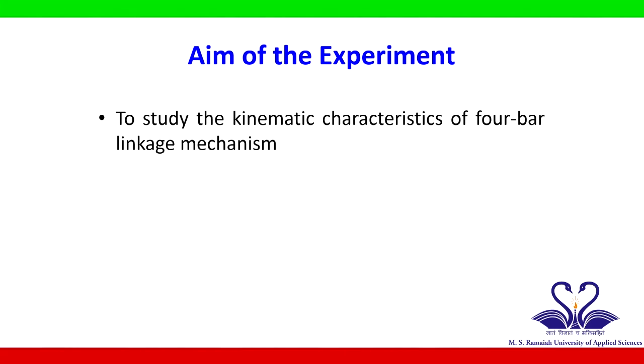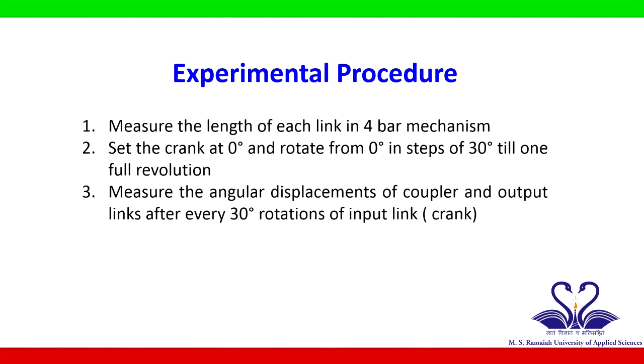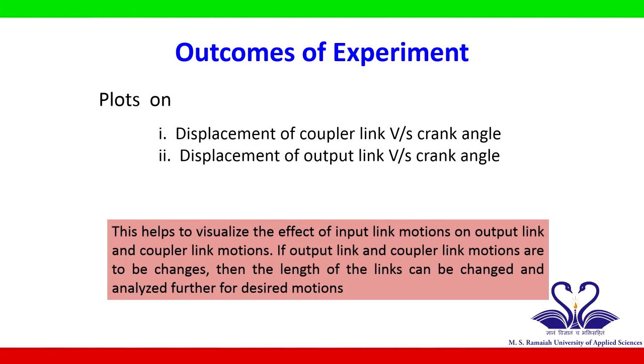In order to study the kinematics of 4-bar mechanism, rotate the input crank in steps of 30 degrees and measure the angular displacements of output link and coupler links for every 30 degrees. Plot the displacements of coupler link and output link versus the input crank angles. This helps to visualize the effect of input link motions on output link and coupler link motions. If output link and coupler link motions are to be changed, then the length of the links can be changed and analyzed further for desired motions.